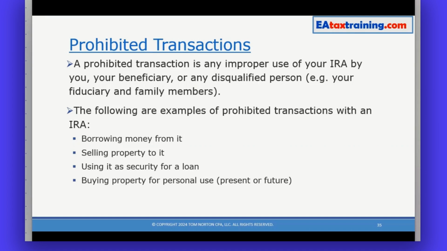You cannot sell property to your IRA. You cannot use your IRA as security or collateral for a loan, and you cannot buy property for personal use in your IRA. So you can't, for instance, buy your vacation home within your IRA. That is not allowed. So remember those. You can't borrow money from it. You can't sell property to it. You cannot use it as collateral for a loan, and you cannot buy personal property within your IRA.